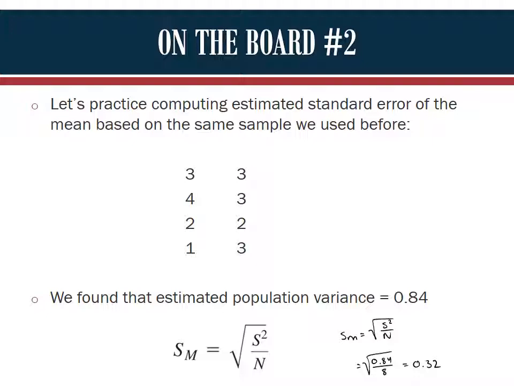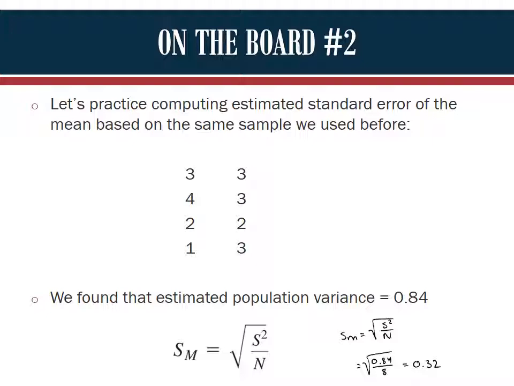And here it is. Again, you're just plugging and chugging. For this one, the estimated population variance, which is s squared, is 0.84. We divide by n, which is how many scores there are, and in this example, n is 8. So 0.84 divided by 8 and then square rooted is 0.32. So it's telling us that for this data, the estimated standard error of the mean is 0.32.